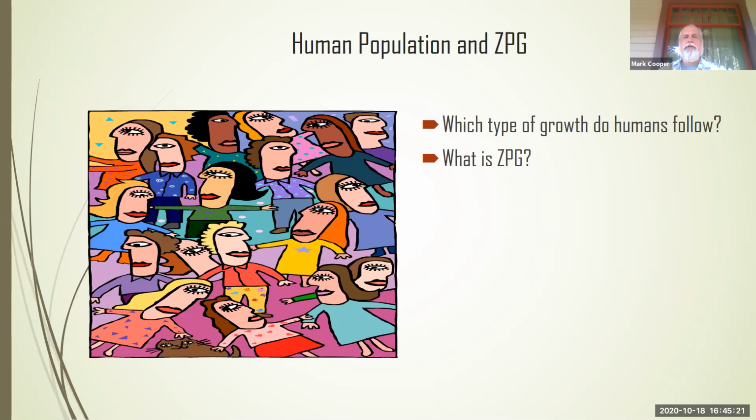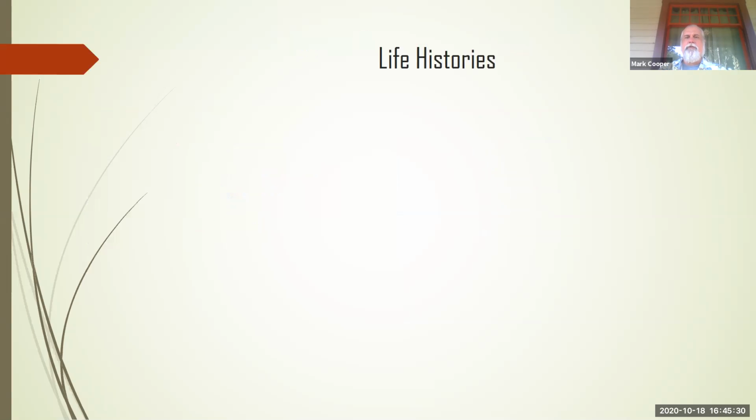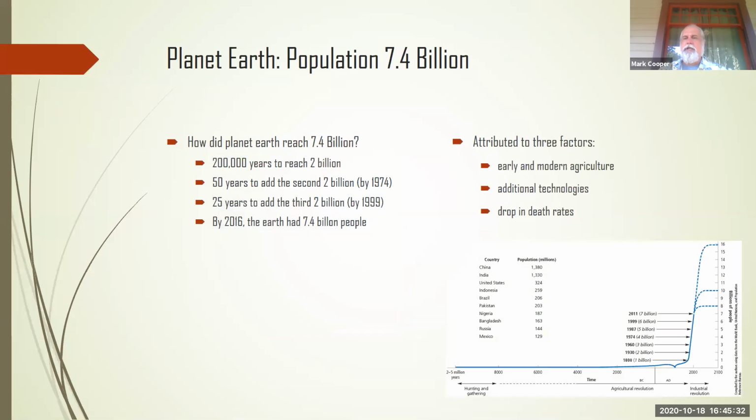All right, so then the question is, which type of growth do humans follow? And what is ZPG? Okay, so the type of human growth is, if you go back to that first graph, we'll flip all the way back. What does that look like? That would be a J-shaped curve. Now you do see them level off. Okay, so here's what I want you to know. This is what you want to know for the test. Humans right now are growing exponentially, but we are a K-selected species, and we should be growing logistically.